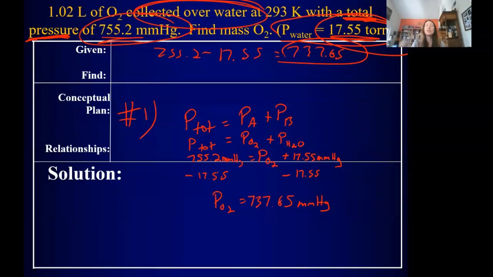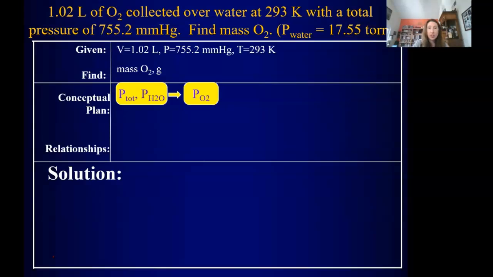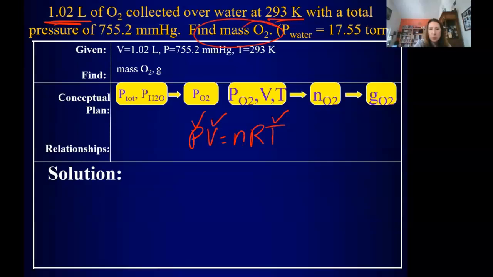Now we can start the problem, right? Again, it's that whole "collected over water" that's the key to starting this problem. So first thing we have to do is get to our pressure. After we get to our pressure, this is a straightforward problem. We have a volume, a temperature, and a pressure, and we want mass, which is pretty much moles. We'll go from moles to grams, and we always have R. Straightforward problem at this point.